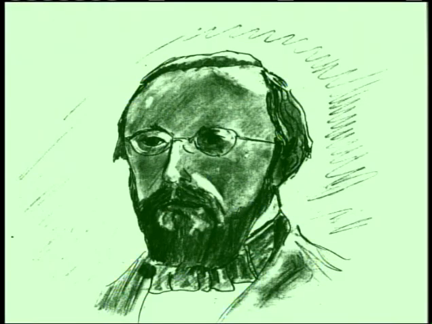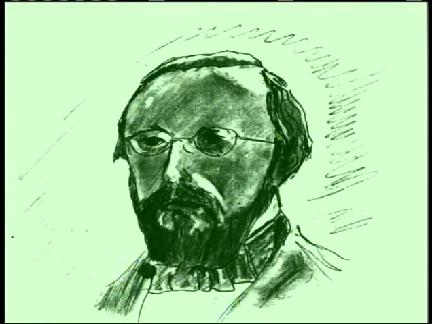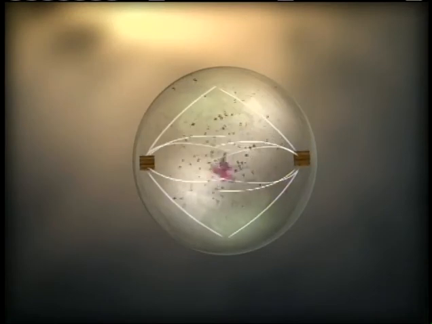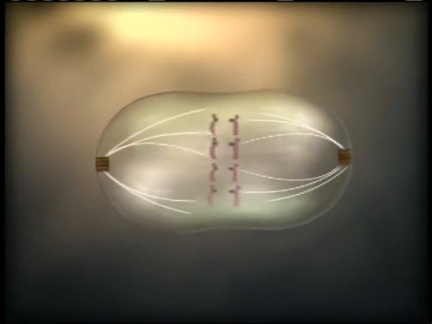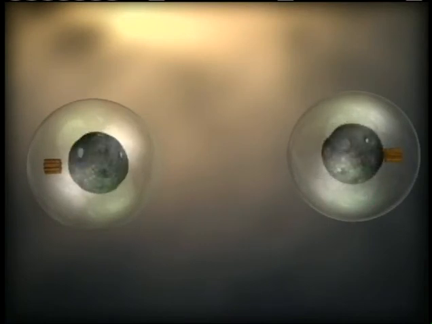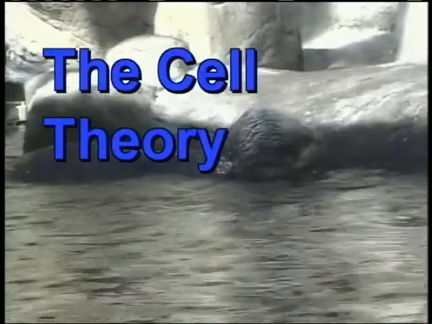In the mid-1850s, a doctor by the name of Rudolf Virchow stated that new cells do not form on their own. He stated that cells divide to form new cells. In other words, new cells come from previously existing cells. The combined discoveries of Schleiden, Schwann, and Virchow led to what we know today as the cell theory.